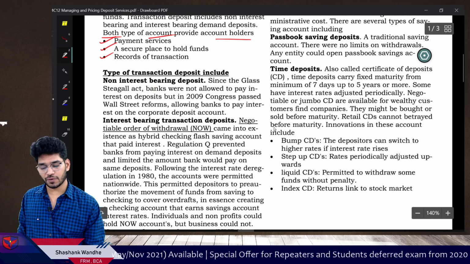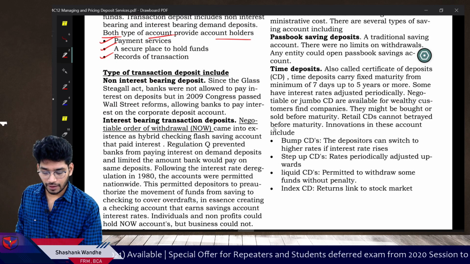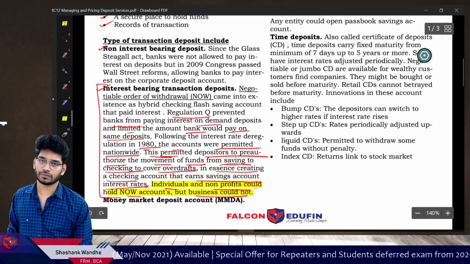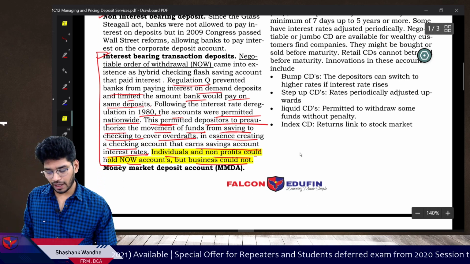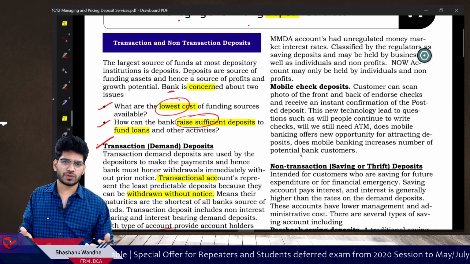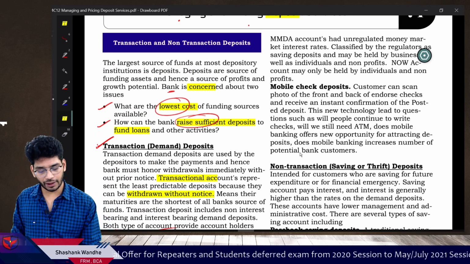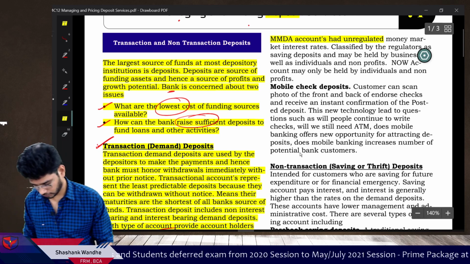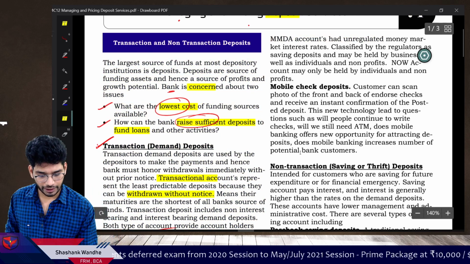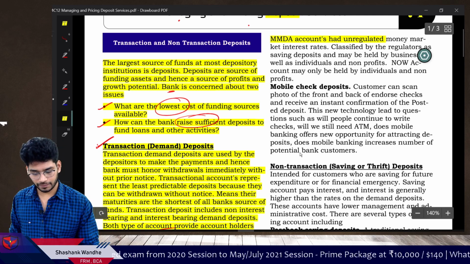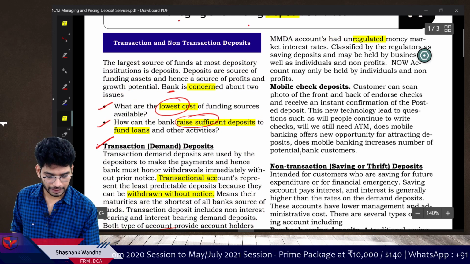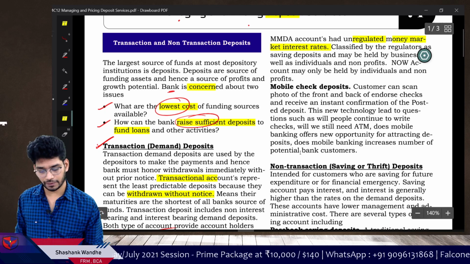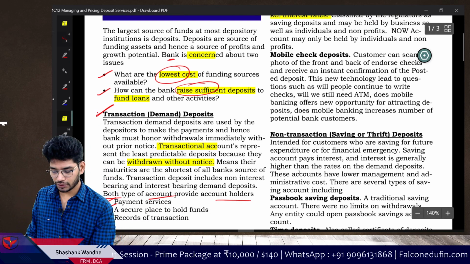Then we have types of transaction deposits. This is non-interest bearing and interest bearing. Non-interest bearing, same, very simple. Now we have money market deposit accounts. The only important point you are supposed to remember here is that money market deposit accounts are unregulated. These are unregulated accounts, and the interest rate is the money market interest rate. Okay. Then next is the mobile checking account.